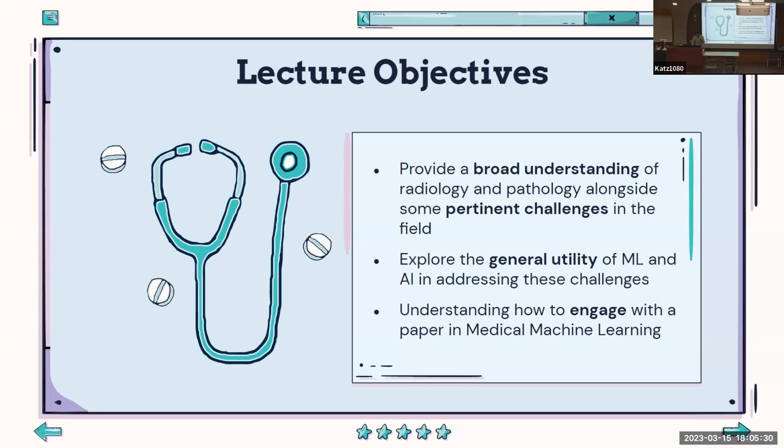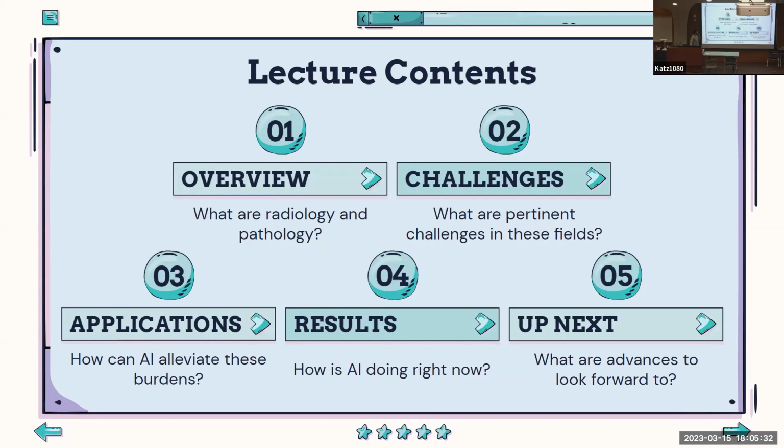So with that, this is also kind of saying the same things. We'll essentially tell you what radiology and pathology are. I'm pretty sure most of the people in the room know about this, but we'll do a recap. What are the challenges? Like I mentioned, some of the applications of AI that can alleviate some of those challenges. What is AI doing right now? Which is a lot, by the way, in radiology and pathology, if you don't know. Surprise, surprise. And we're going to talk about some of the advances that are up and coming in the field as well.